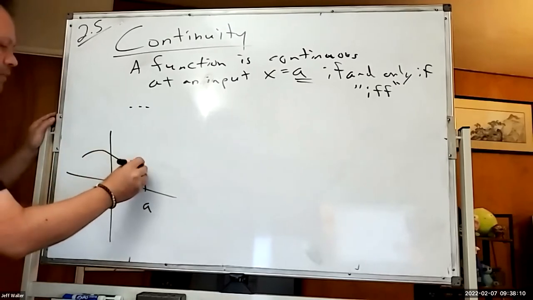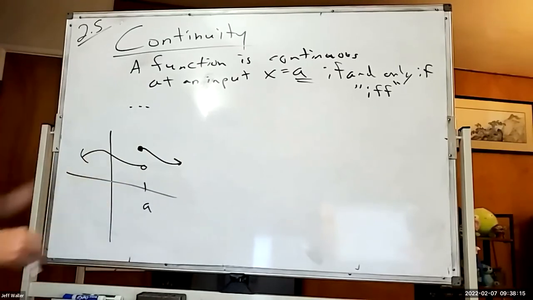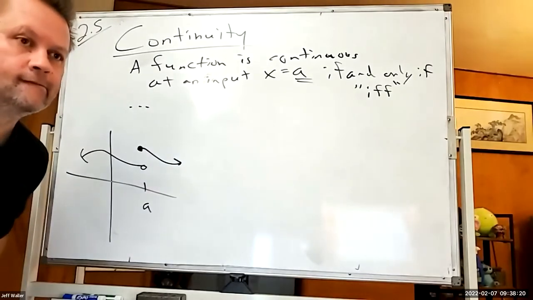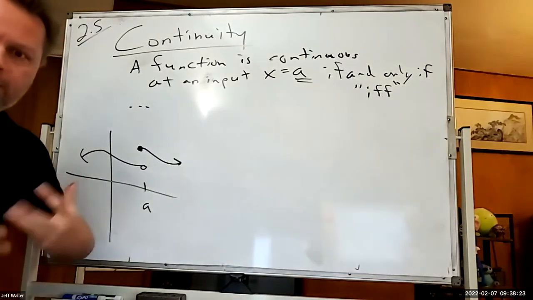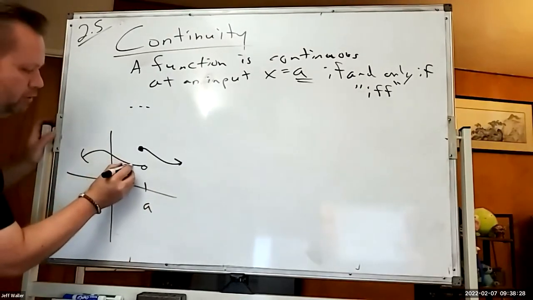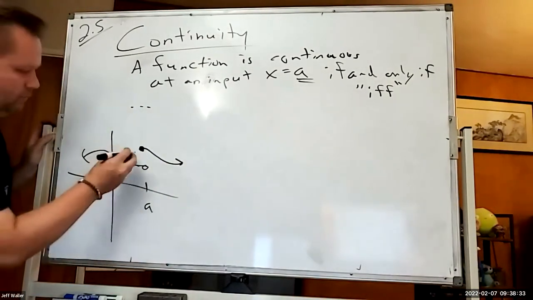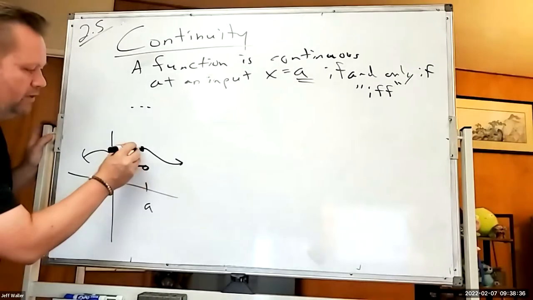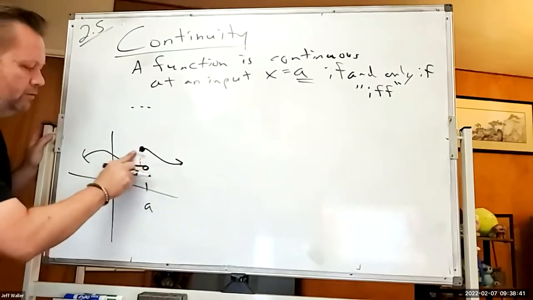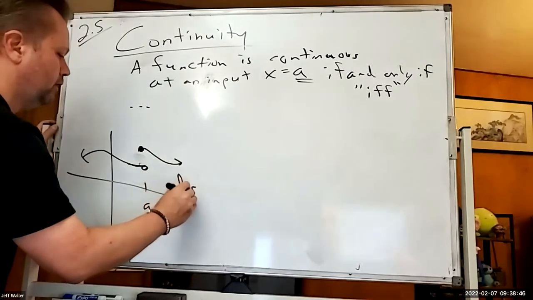What's your gut tell you about this function at A? Is it continuous at A? No, definitely not. Your gut should tell you there's a problem. It's not continuous. I can't drive on this road continuously through A, right? This road stops at a big hole and then another road starts up there. And I'm like, what do I have to do, hike through something? So this is a type of discontinuity.